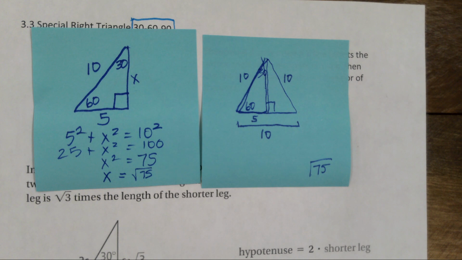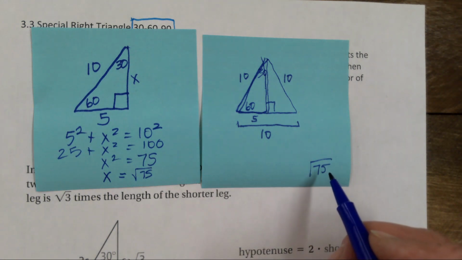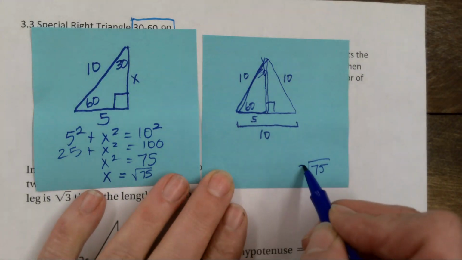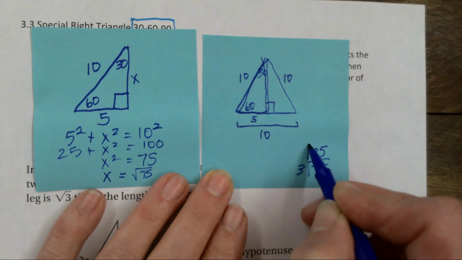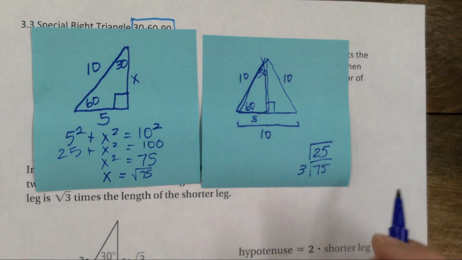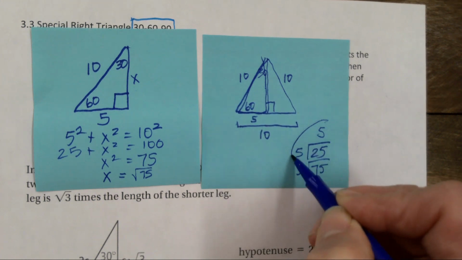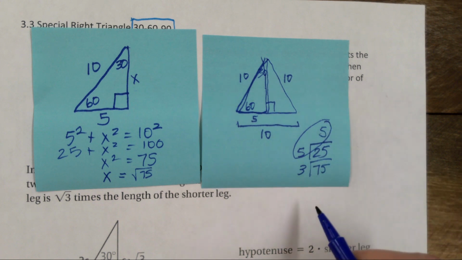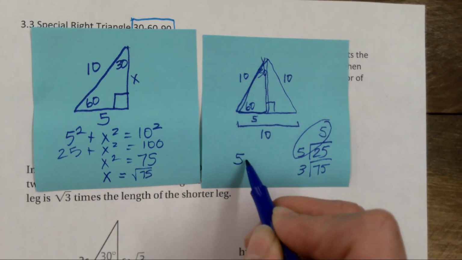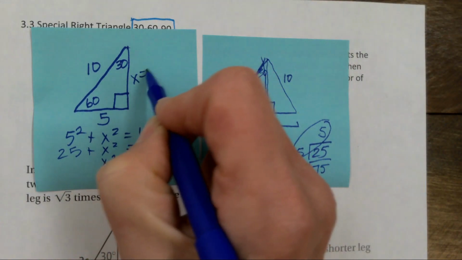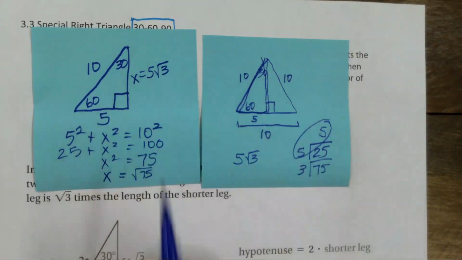Does 2 go into 75? Not evenly. Does 3 go into 75? Yes. How many times? 25. Does 3 go into 25? Nope, so I move to the next one. Does 5 go into 25? Yes. How many times? 5. So how do I write this? This pair is 1 out, radical 3 in. So this x is 5 times the square root of 3.